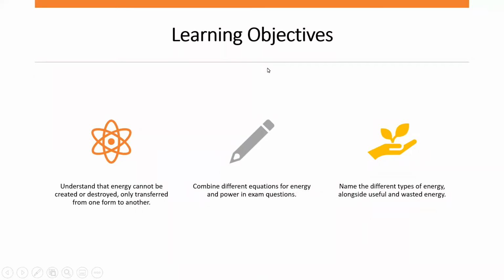So, the learning objectives for this are: understand that energy cannot be created or destroyed, only transferred from one form to another; combine different equations for energy and power in exam questions; and name the different types of energy alongside useful and wasted energy. We talked about useful and wasted in a different video, but this one we're actually looking at the actual types.